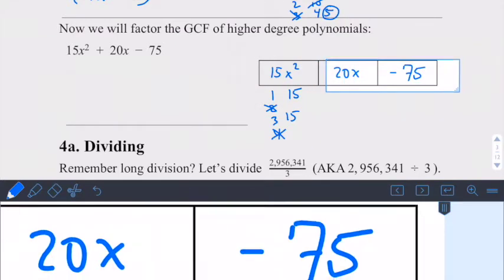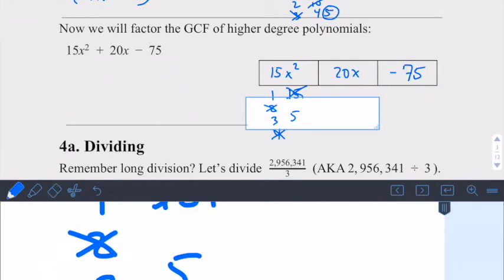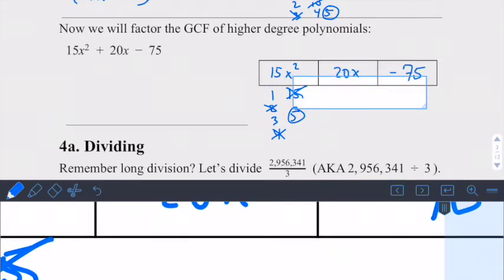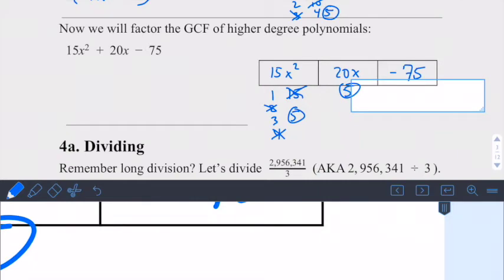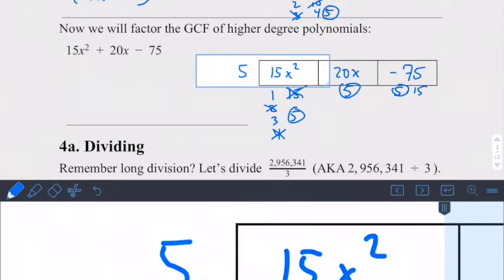Well, it works for 75, but not 20. It's got to work for all 3. That should be 3 times 5. Well, 5 you can divide out of 15. 20 has a factor of 5 in it, right? 5 and 4. And 75 has a factor of 5, 5 and 15. So that is the greatest thing that we can divide out of all of them.